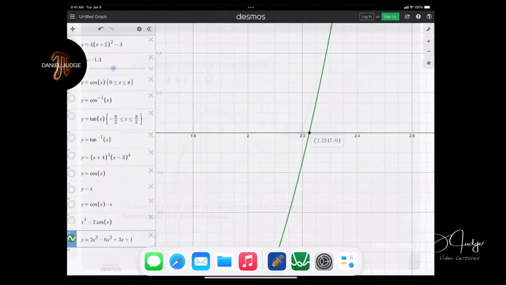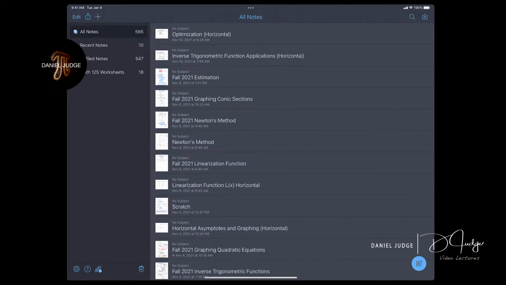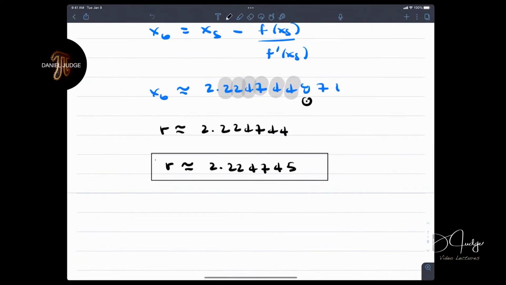2.2247, and we went out to 2.2247. What we did was, we went out to a greater degree of accuracy. So Desmos only went out to 4 decimal place accuracy. The exercise was going out to a 6 decimal place accuracy. And these are some examples using Newton's method, ladies and gentlemen.